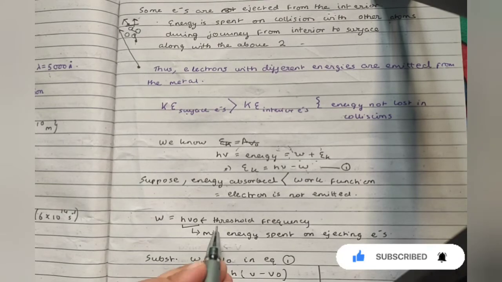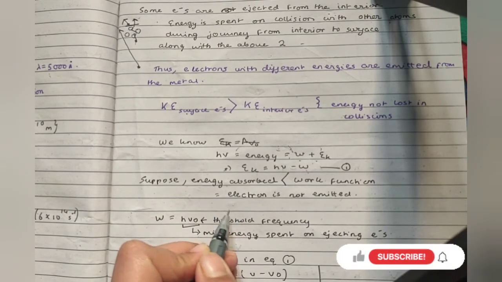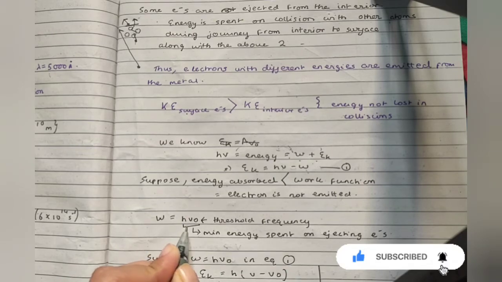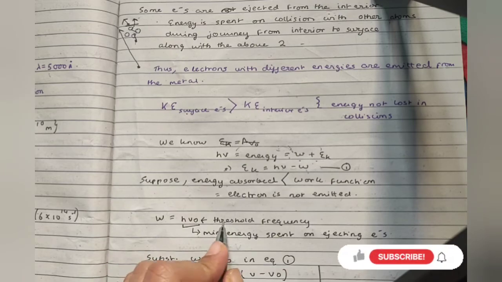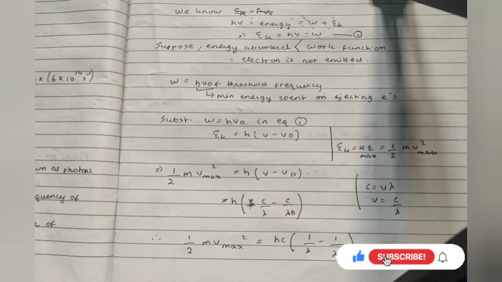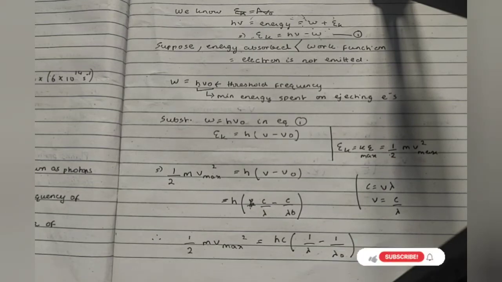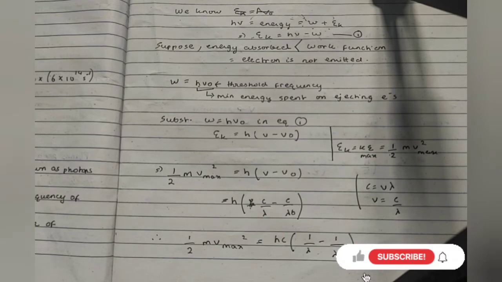Suppose the energy absorbed is less than the work function. Then we can say that the electron will not be emitted. W has to be equal to hv naught at minimum, where v naught is the threshold frequency and h is Planck's constant. Now we substitute W equals hv naught in equation 1. So we get EK equals hv minus hv naught. Taking h common, we get h into v minus v naught.